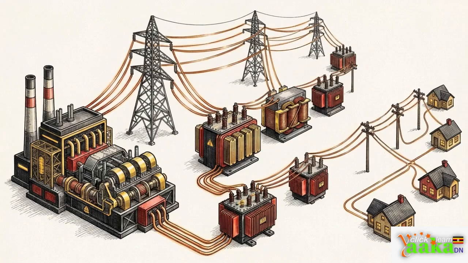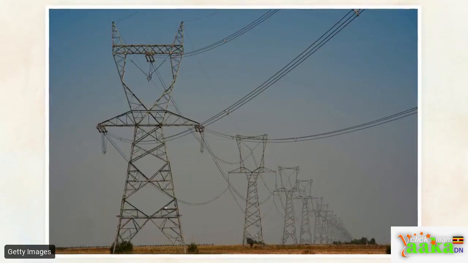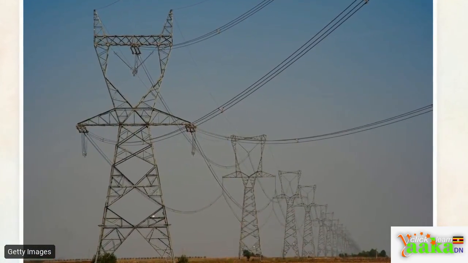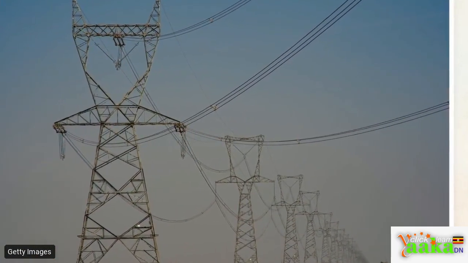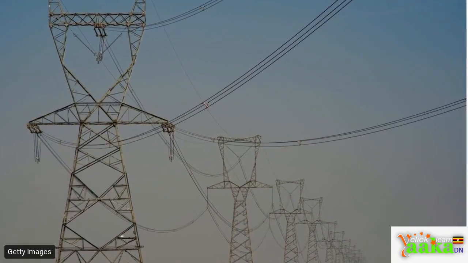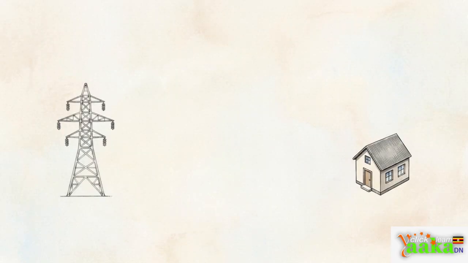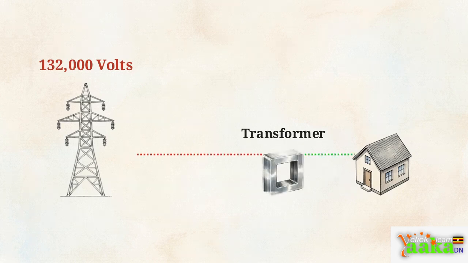By altering the physical ratio of wire coils, transformers allow us to multiply or divide voltage across the grid. This image shows a long row of electricity transmission towers. Power companies use step-up transformers to send electricity across long distances at extreme voltages, often around 132,000 volts, rather than the standard 240 volts used in your home.